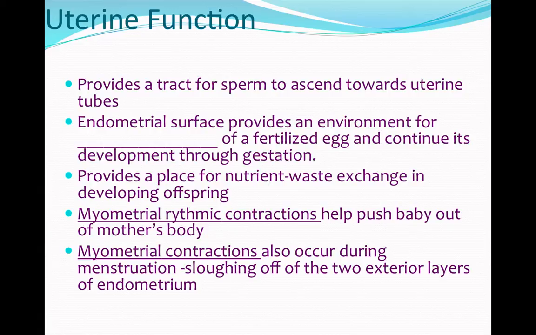The functions of the uterus, then, are first to provide a track for sperm to ascend towards the uterine tube for fertilization. The endometrial surface will provide an environment for implantation of a fertilized egg and continue its development through gestation. It provides a place for nutrient and waste exchange in the developing offspring. So if the female does become pregnant, the placenta will be implanted there. Myometrial rhythmic contractions will help push a baby out. Myometrial contractions will also aid and assist menstruation, where the sloughing off of the endometrial layer happens.